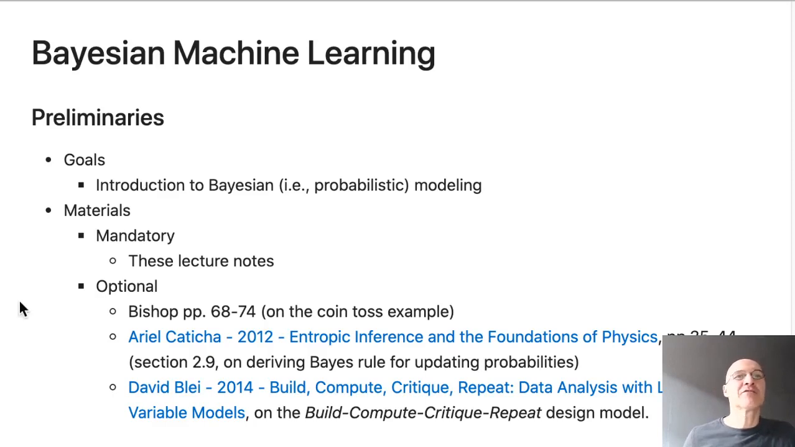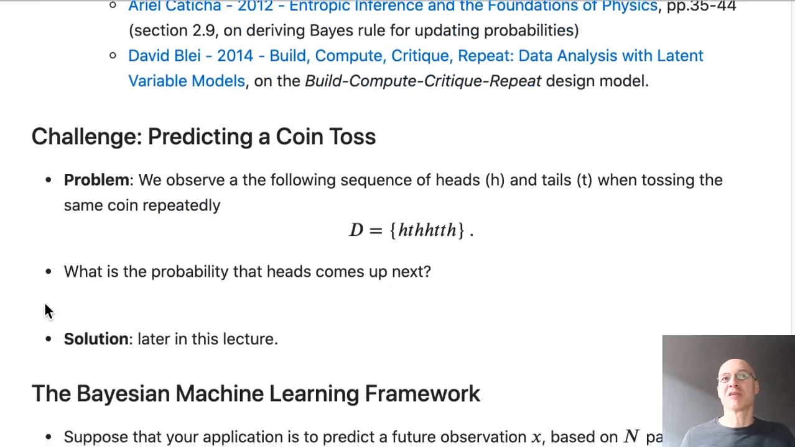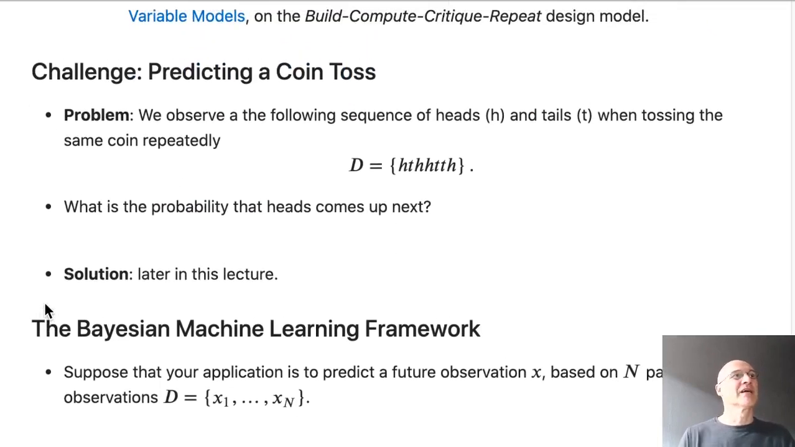Let's start with a very basic machine learning problem, but it's also very representative for everything that happens in machine learning. I have a coin, and I throw that coin. It has, of course, heads and tails come up. Let's say what comes up is displayed here on the monitor: heads, tails, heads, heads, tails, tails, heads. And the question, the challenge: what's the probability that heads comes up next?